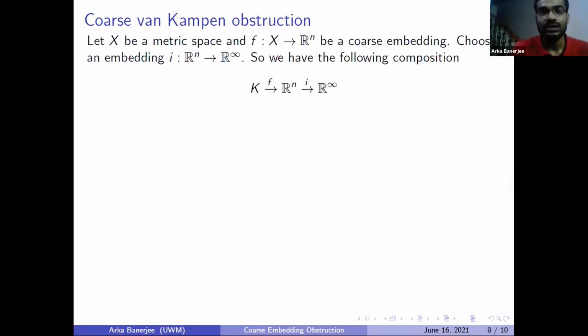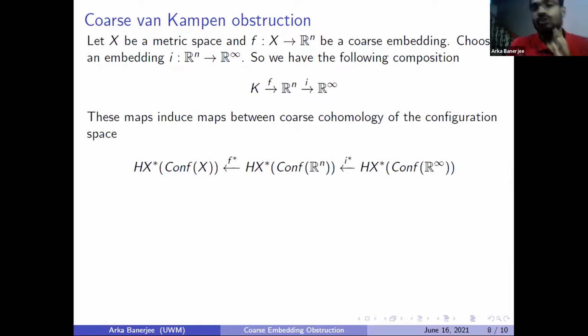Now we are in a good place to mimic Van Kampen's construction in the coarse setting. Let X be a metric space, and suppose you have a coarse embedding from X to R^n. We do the same thing: choose another embedding from R^n to R^infinity. Now you have this composition of maps, and it's not difficult to prove that these maps induce a map between the coarse homology of the configuration spaces.